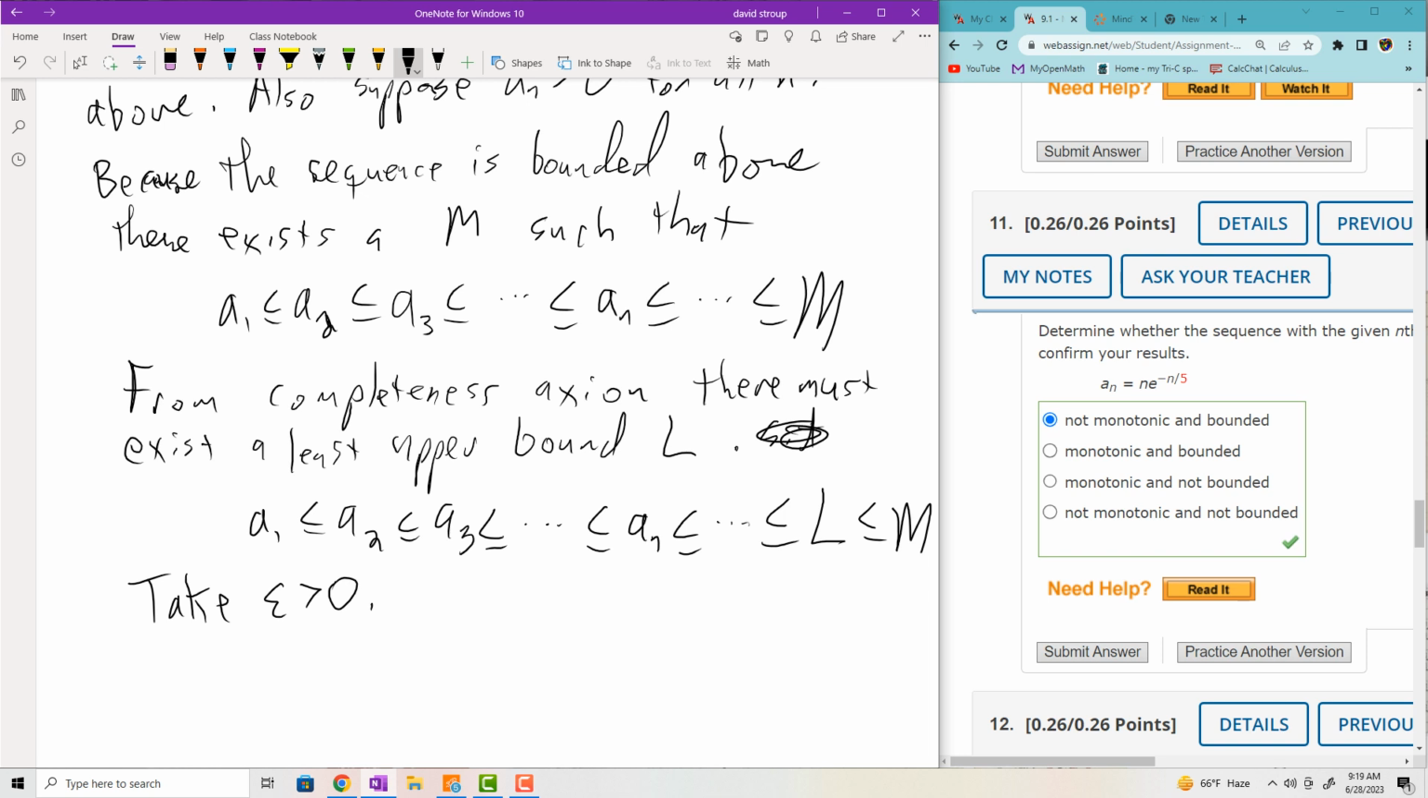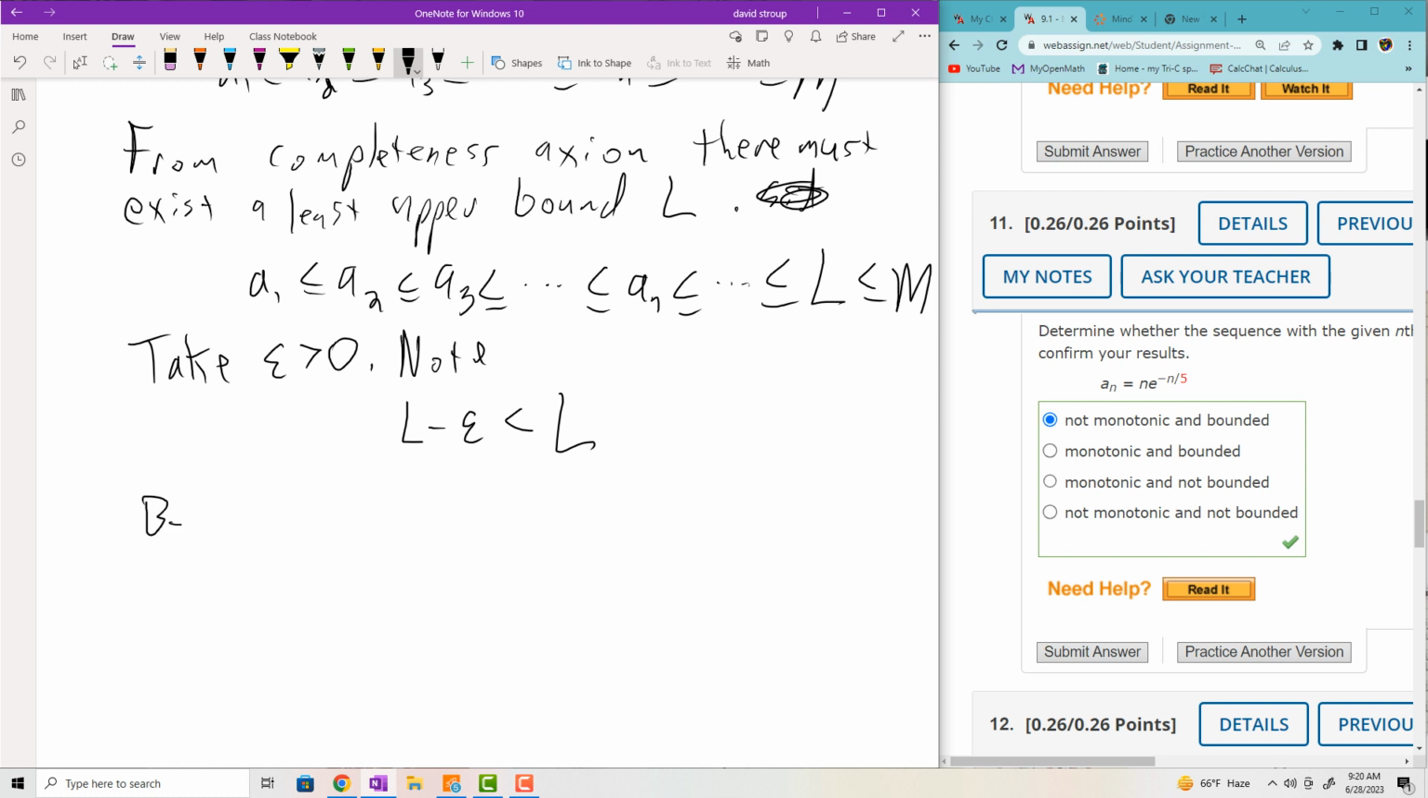And if you subtract away any little value epsilon from that number L, there's going to be sequence terms that are bigger than that, okay? Because L is supposed to be the least upper bound for the sequence. So if there were no terms bigger than L minus epsilon, that would imply that L is not the least upper bound, okay? There would be some other least upper bound. So take epsilon greater than 0 and note the fact that L minus epsilon is actually less than L.